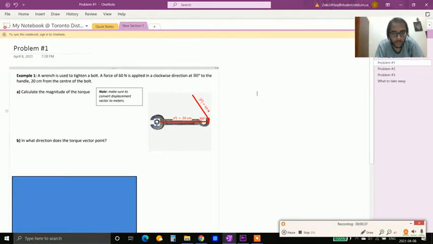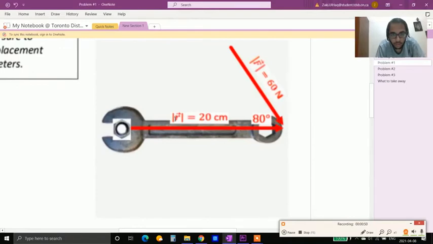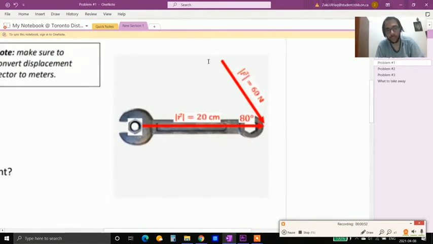But that's why it helps if you draw a diagram like there is right here. Well, this diagram shows us that this is the wrench, this is the bolt. We see that the displacement of the wrench is 20 centimeters. So vector R is 20 centimeters. We also see the force vector, and it tells us the magnitude of 60 newtons. And we also see the angle being formed between them, which is 80 degrees.